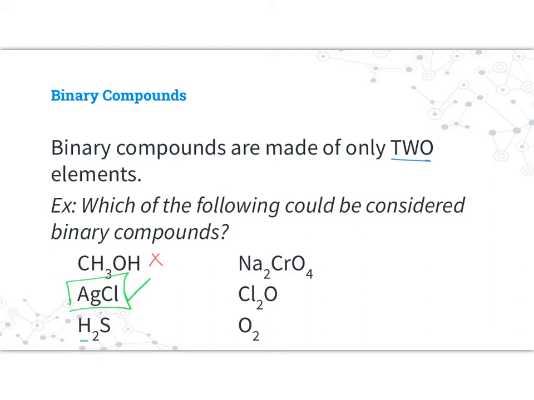H2S, we have just hydrogen and just sulfur. It doesn't matter that there's multiple of them. The fact that we have one type of element that's hydrogen and one type of element that is sulfur makes this a binary compound as well. Na2CrO4, we have Na, Cr, and O. That means this is not binary because there are more than 2 elements. Cl2O, we have chlorine as an element and oxygen as an element. Therefore, this is binary. And O2, we have oxygen, just one. Therefore, this is not considered binary.